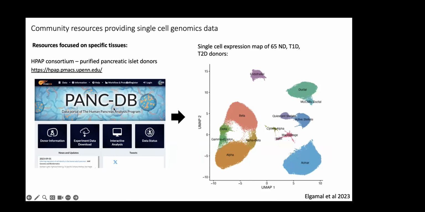The data generated by this program is deposited in this database, PankDB. And then we have Klaus and his colleagues as well, who take these data and derive single cell maps from them. For example, on the right here, this was a paper we published a couple months ago in Diabetes, where we took single cell gene expression data from PankDB and created an integrated map of cells from the pancreas, where you identify cell types in islets as well as other cell types in the pancreas.